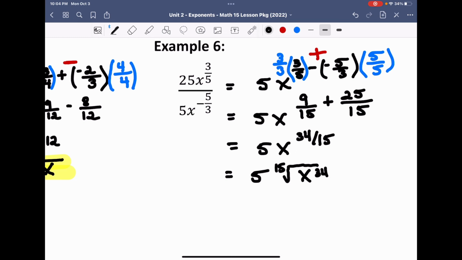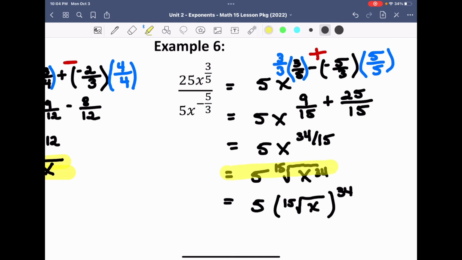Now, an equivalent form would be to say this is equal to 5 times the 15th root of x, to the 34th power. So let me repeat that. 5 is a coefficient, then the 15th root of x to the 34.